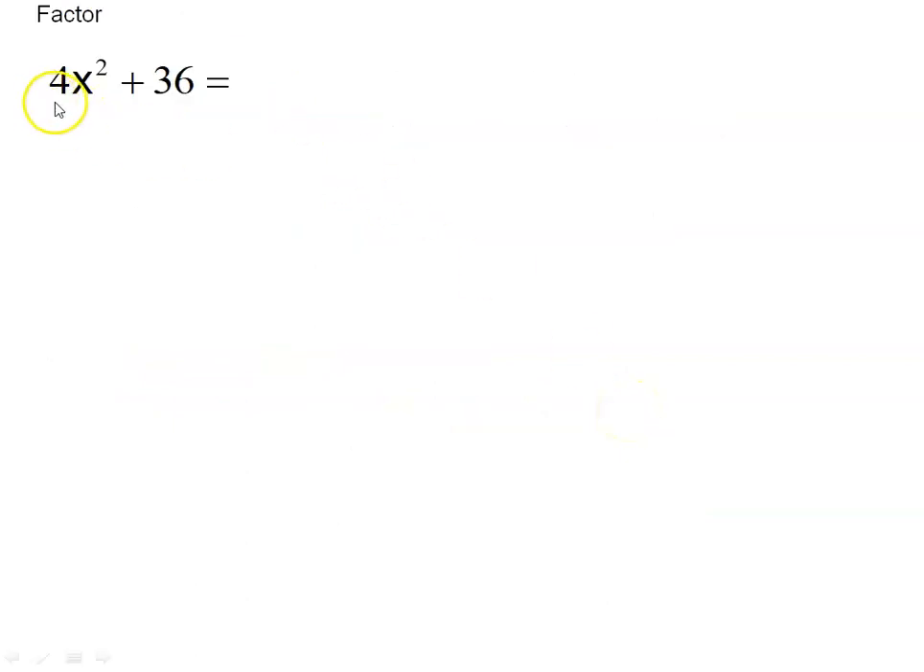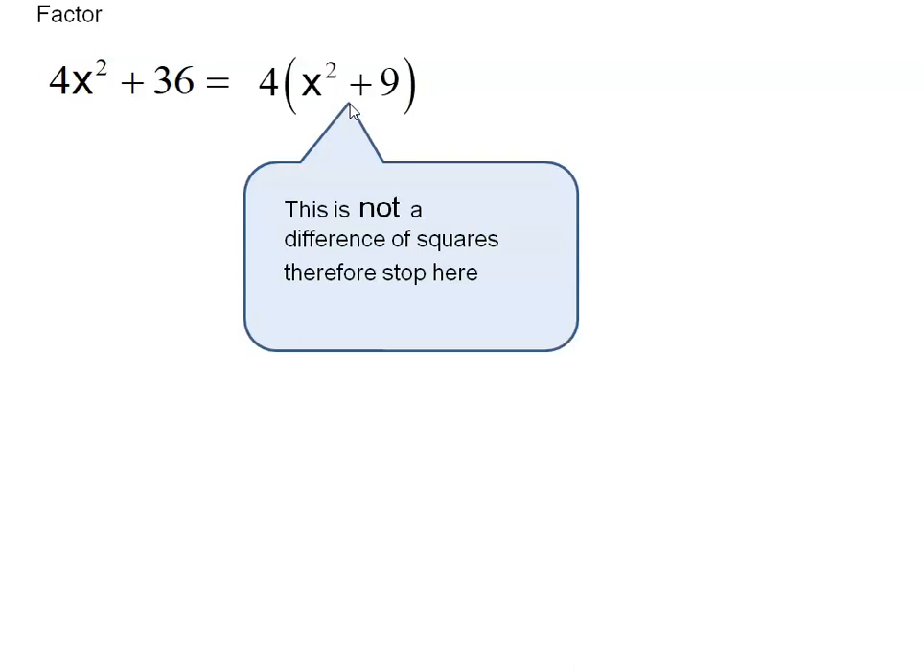Now in a case like this, if I look for a common factor, there is one. So I would start by taking out my common factor. Both are divisible by 4. Now here, when I'm verifying, x squared is a perfect square. 9 is a perfect square. But there's no minus between them, which means this is not a difference of squares. And I can't factor a binomial that isn't a difference of squares. So that's it. This is the most factor this gets.